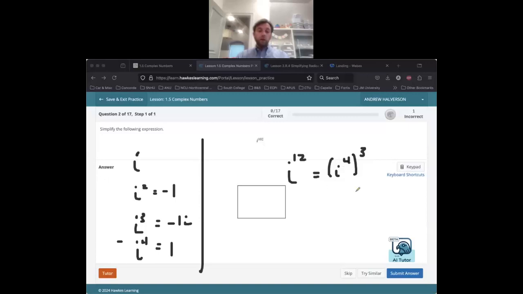So why would I want to do this? Because I to the 4th is what? 1, right over here. I to the 4th is 1. So this becomes 1 to the 3rd power, which is 1. Do y'all see this part at least?